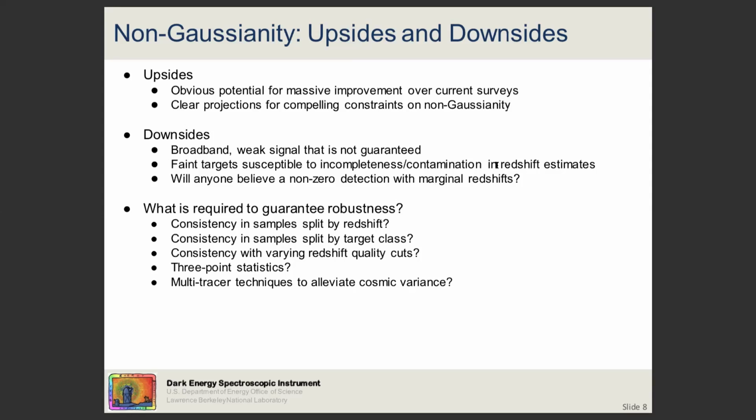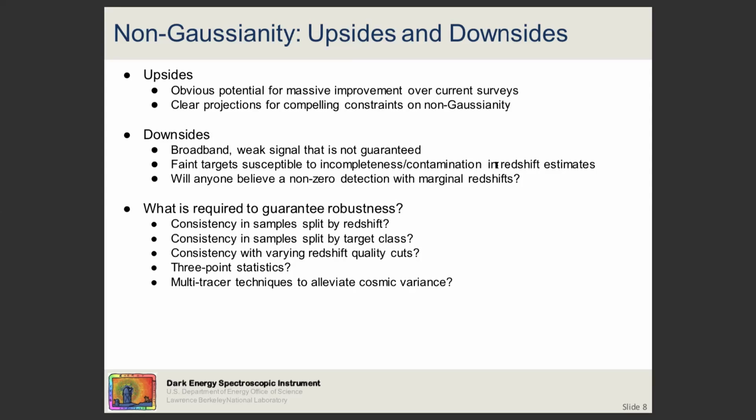If we're right on the hairy edge of the imaging data or the spectroscopic data, and we go out and declare a non-zero detection of non-Gaussianity, are we going to believe ourselves? And is anybody else going to believe us? So we have to be really aware of this.